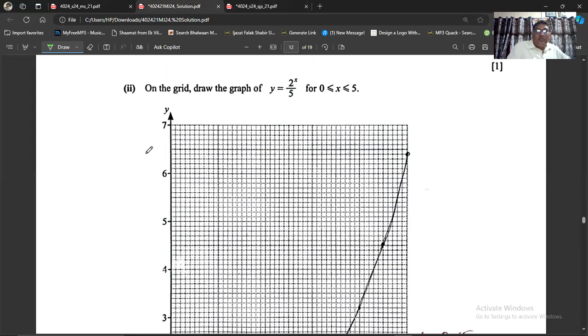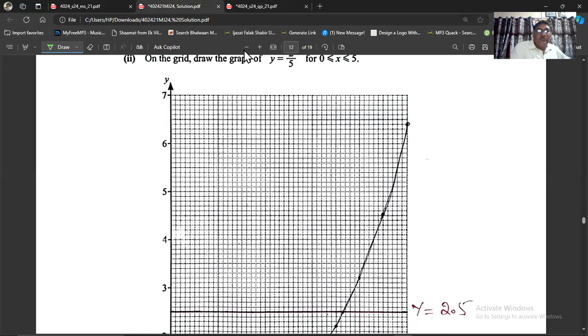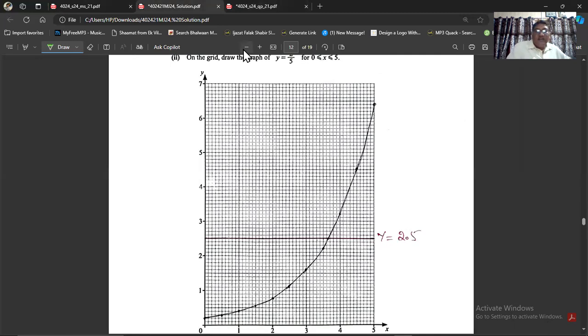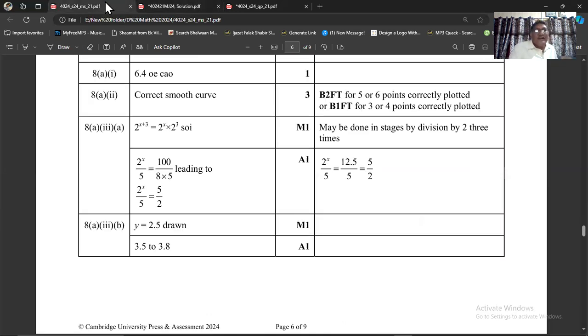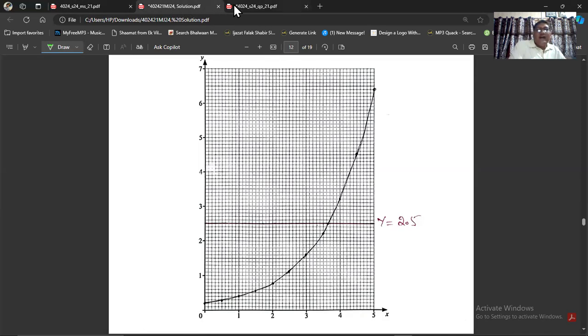So I plotted those points, and let me show you, reducing the size. Okay, so then I plotted those points, and you can see here this point, this point, this point, this point, this point, this point, this point, this point, this point, this point, and this point. Then I joined them with a smooth curve. So I got this graph. I hope you understand.